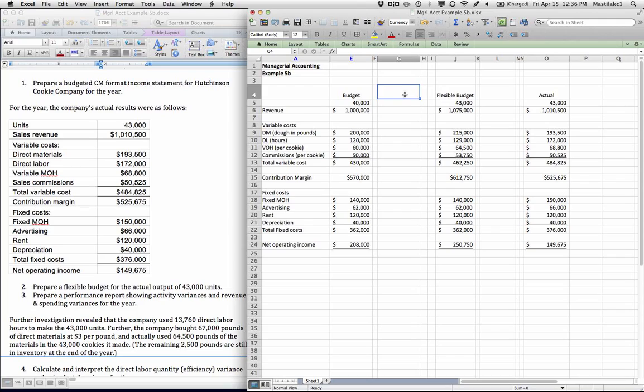All right, so we've got three different columns here. Our original budget at 40,000 units, our flex budget at 43,000, and our actual results at 43,000. Between each of these, we have a difference. So the difference between a budgeted number and another number, whether it's another budget or an actual, the difference between something that was planned and something that's more actual than what was planned is going to be called some kind of a variance.